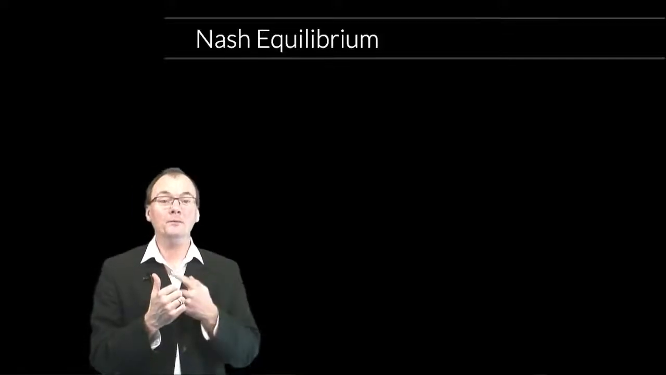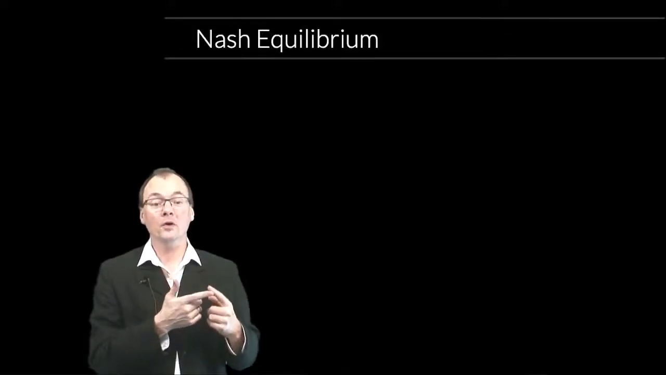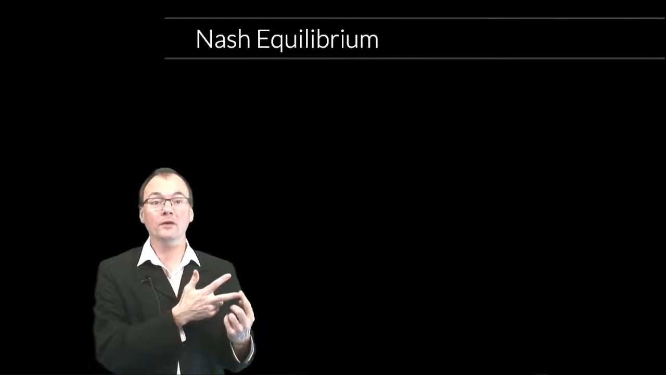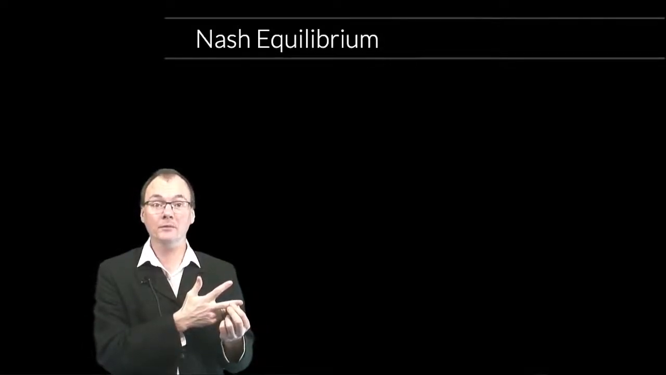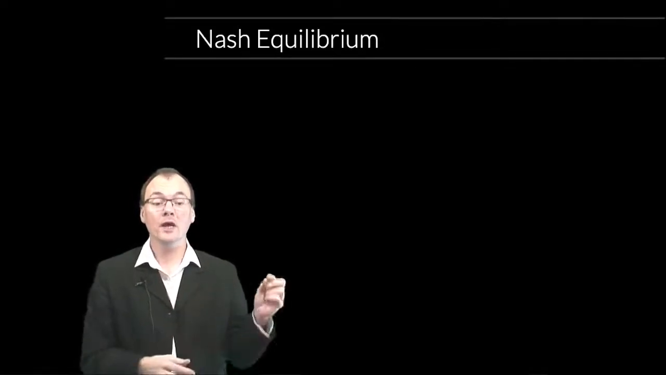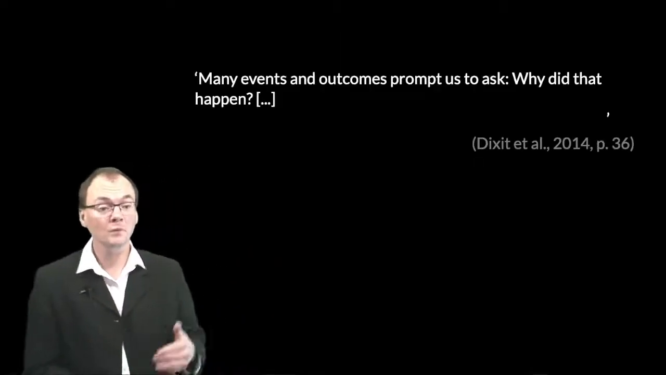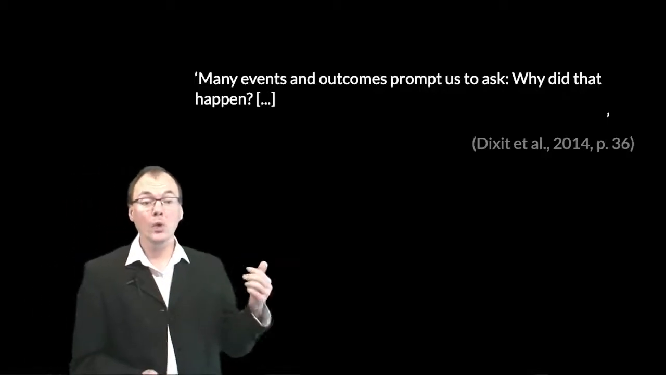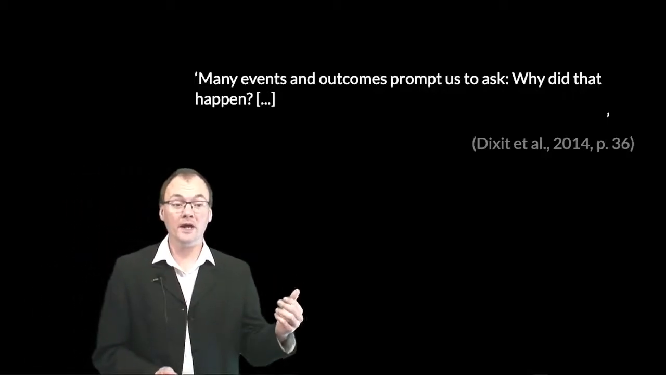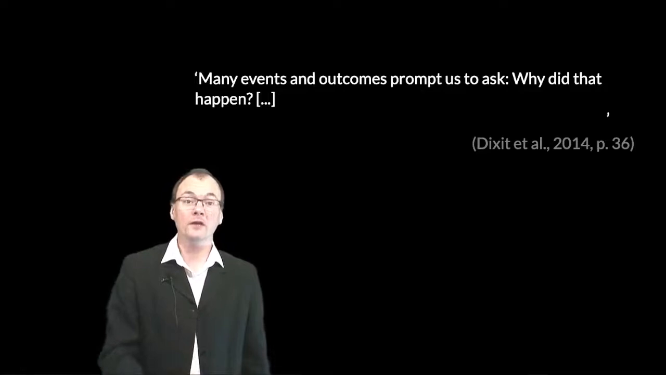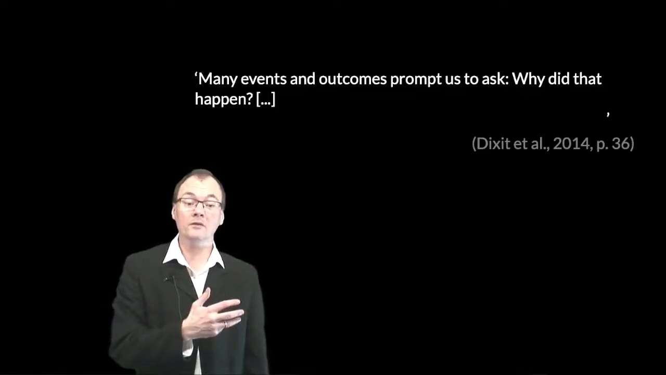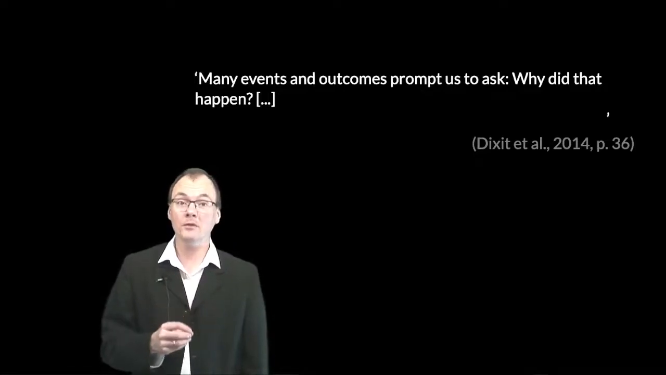We've thought about what game theory is, what games are, and we've seen some simple ways of representing games. Now what we want to do is just a tiny bit of game theory. We start with the question, why did that happen? Why did that happen? Dixit and colleagues think that sometimes we can answer those questions by appeal to game theory.